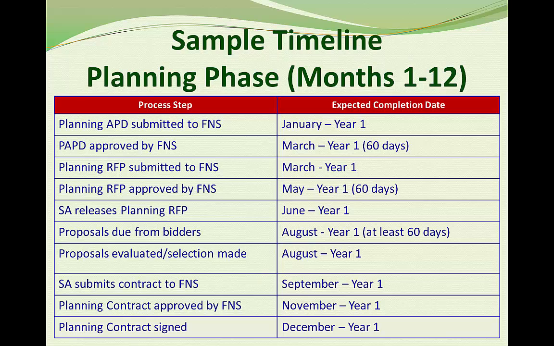The state submits the draft contract to FNS right away, during the same period that it is under review by the state's own procurement and legal folks. Because the contract is excellent, well written, organized, and covering all the bases, it can be approved within 60 days. That takes us to November. Assuming there are no contentious negotiations with the contractor or no protests from other vendors, the contract can be signed by December of year one. Hooray! Now the state is ready to tackle the planning phase.